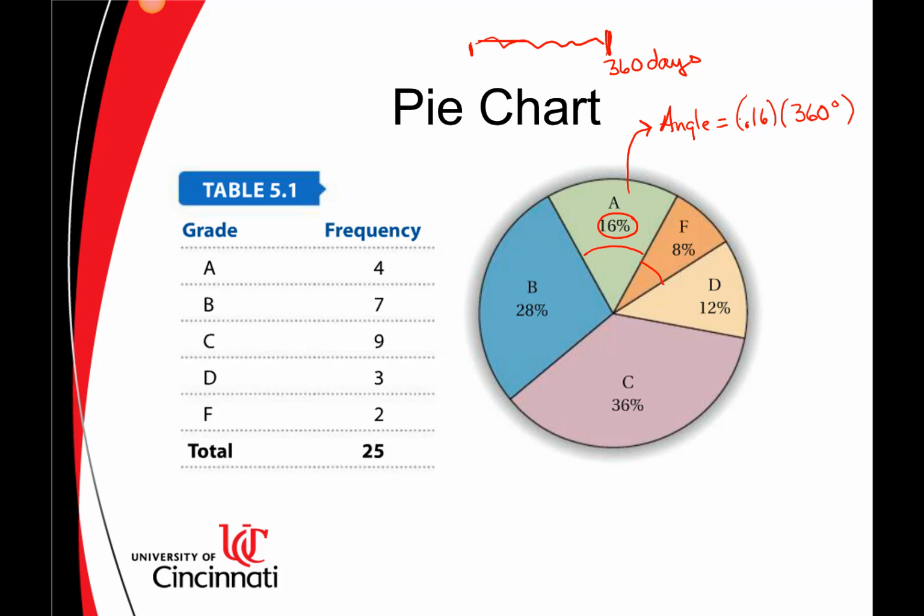Okay, so we take the 0.16, multiply it by the 360, and we're going to get about 57.6 degrees. So this angle here should have a measure of about 57.6 degrees. Does that make sense? Okay. What's the measure of the angle on the B's? What's that angle measure?